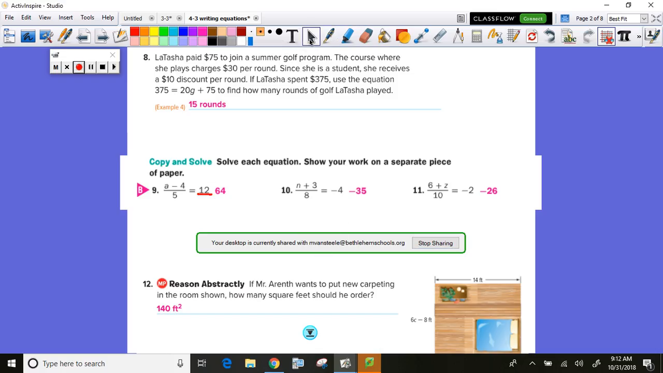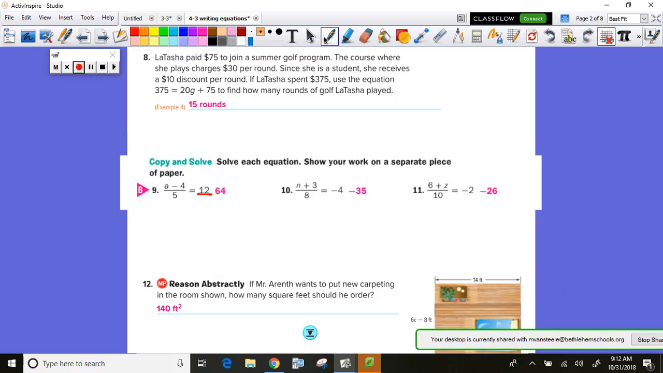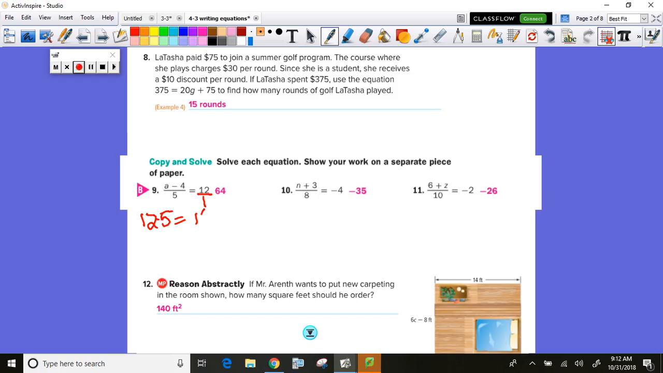So what I'm going to do with that is I'm going to put it over 1, and then I'm going to cross multiply. So I have 12 times 5 equals 1 times a minus 4. That gives me 60 equals a minus 4. The opposite of minus 4 is plus 4. So 64 equals a.